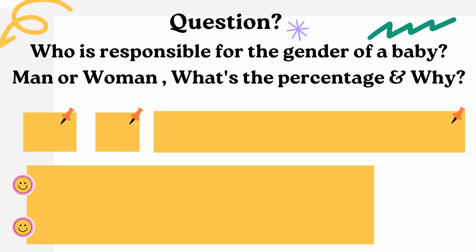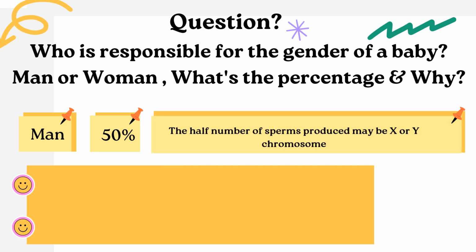We have a question now. هنعرف مين بقى كان مركز معانا ومين مش مركز. Who is responsible for the gender of a baby, man or woman, and what is the percentage and why? مين عارف؟ برافو عليكم. Yes, the man is responsible. The percentage is 50%. And why? As the half number of sperm produced may be X or Y chromosome.